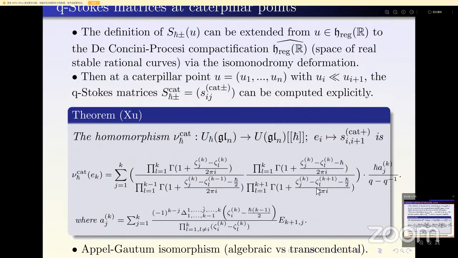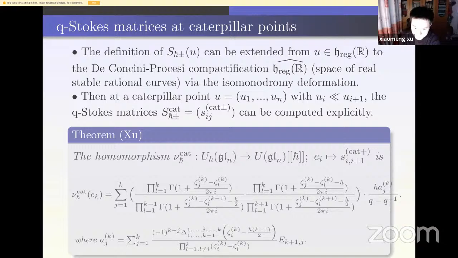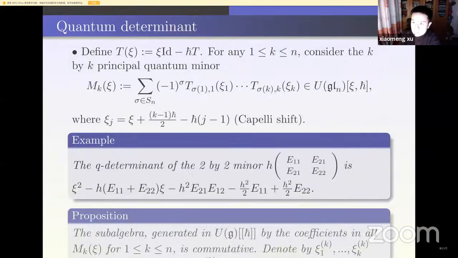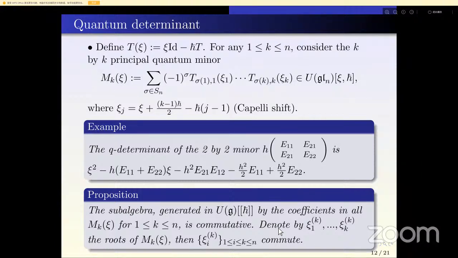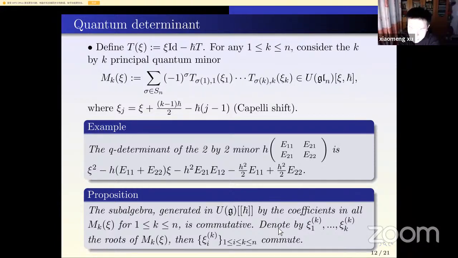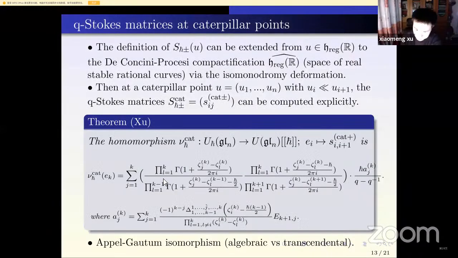So right, Xiaomeng, the product in the denominator, the gamma function. So once again, so what? They commute, because all the coefficients of quantum minors commute with each other. Therefore, the roots commute with each other. So all the CKI commute with each other. Therefore, there is no problem to write such an expression.